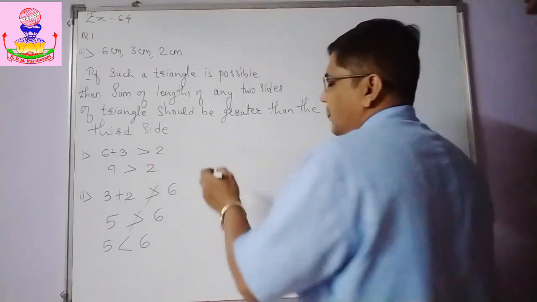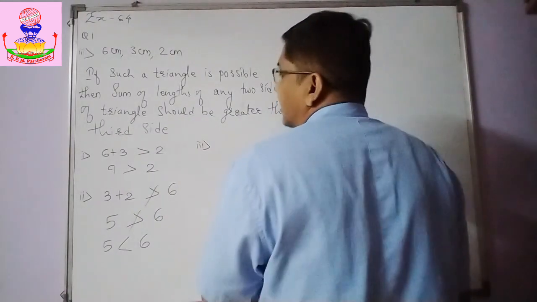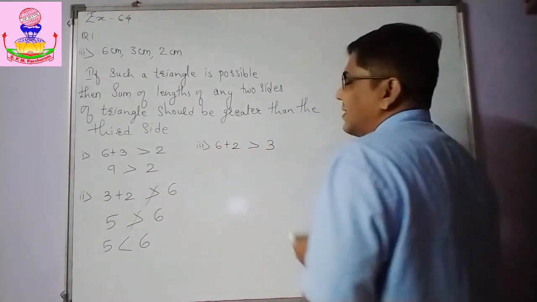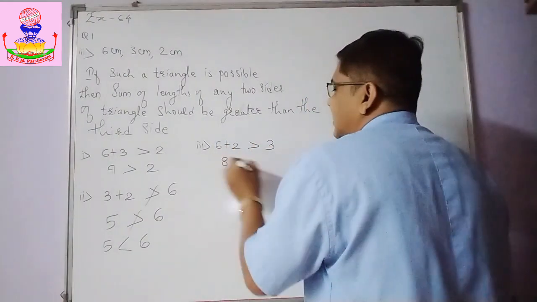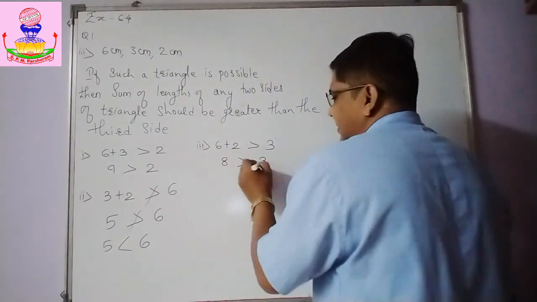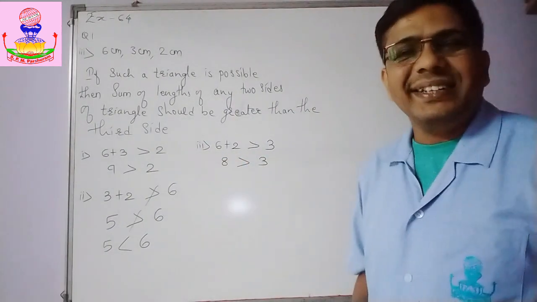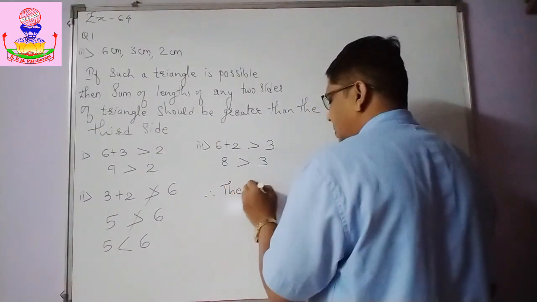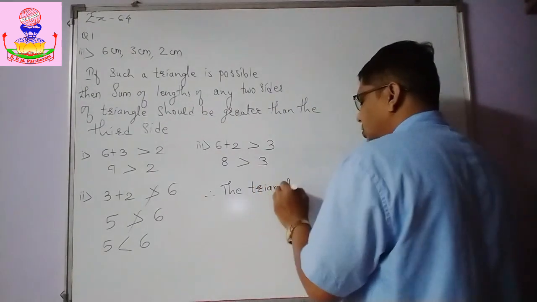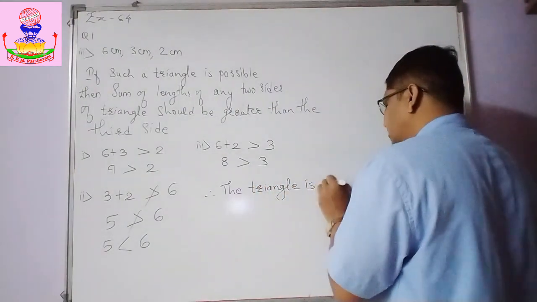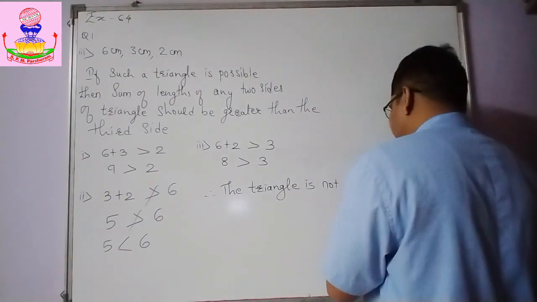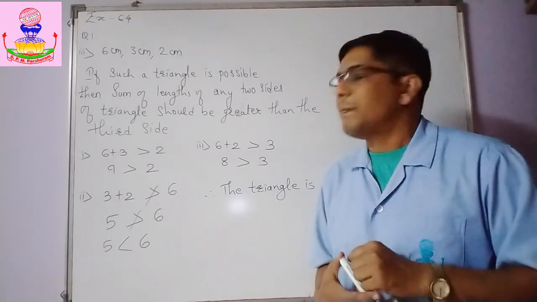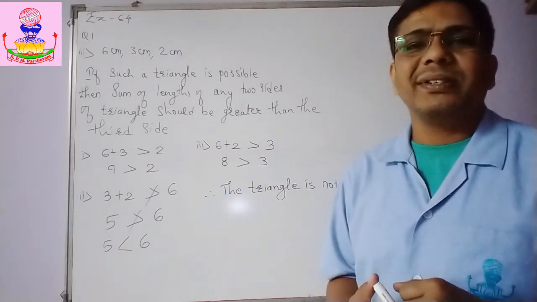But we will try for the third side also. Let us check for the third side. What is the third side? 6 plus 2. Is it greater than 3? Yes, 6 plus 2 is greater than 3. Right? So, therefore, the triangle is not possible. Okay? Therefore, the triangle is not possible. Okay? Now, let's move to question number 2.